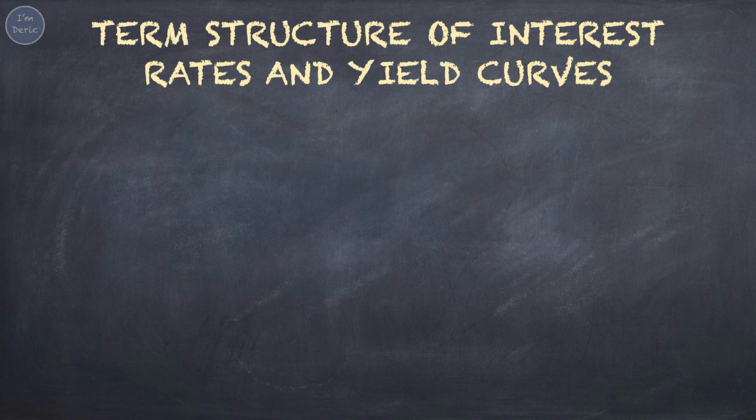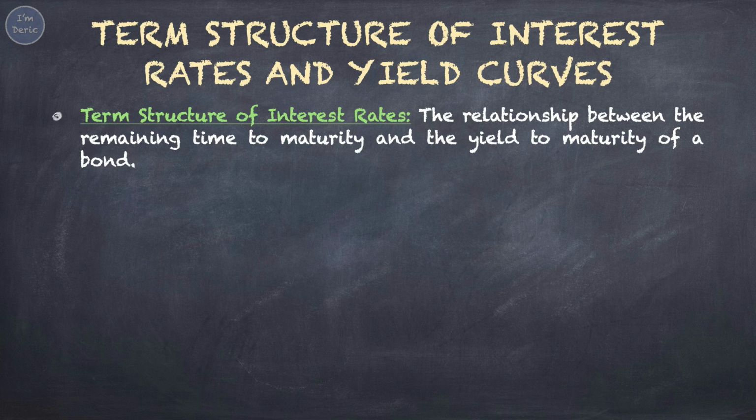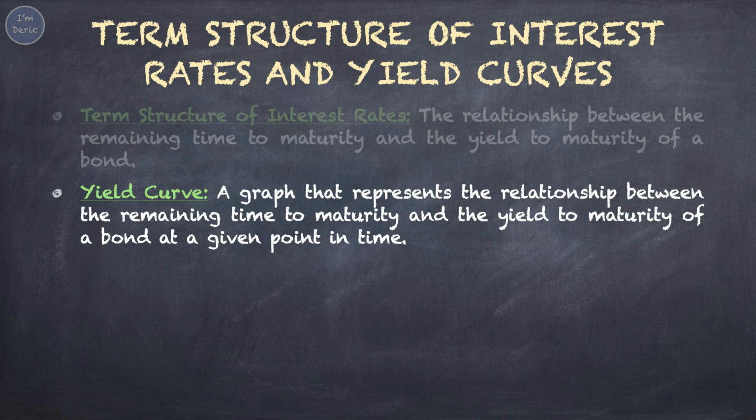Next, let's look at the term structure of interest rate and the yield curves. Term structure of interest rates is the relationship between the remaining time to maturity and the yield to maturity of a bond. Time to maturity is the length of holding period of the bond, while the yield to maturity is the expected return on a bond. Whereas the yield curve is a graph that represents the relationship between the remaining time to maturity and the yield to maturity of a bond at a given point in time.